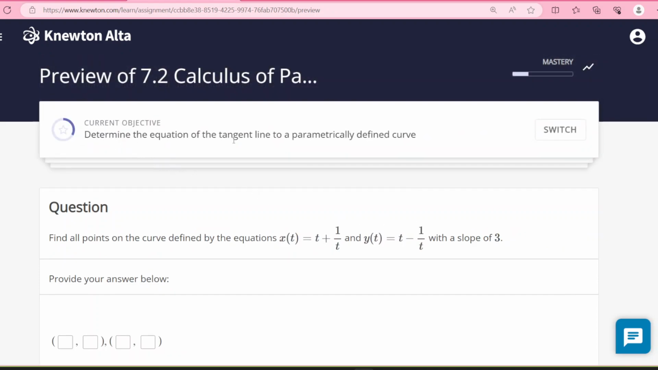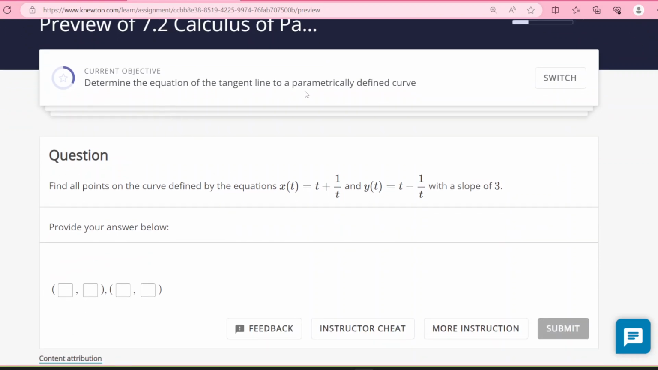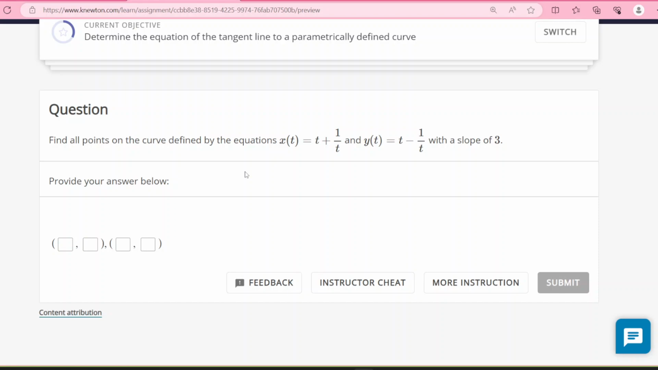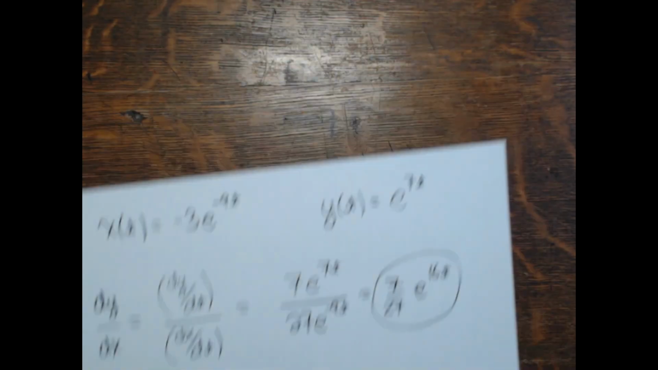All right, so back to determining the equation of a tangent line. Now, okay, this one's a little different. It says find all points on the curve defined by these parametric equations that have a slope of 3, so with a tangent line that has a slope of 3. So we'll find our first derivative and then try to figure out where that's equal to 3. And what points are they talking about? What points on the curve would correspond to that? And I'll show you on the graph too. We'll do a graph in Desmos and see these tangent lines with a slope of 3.